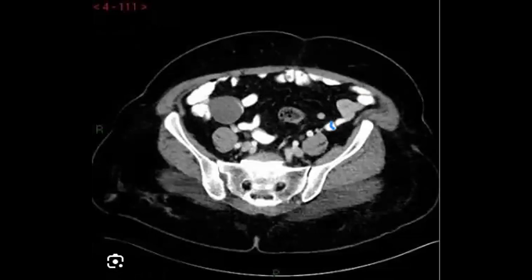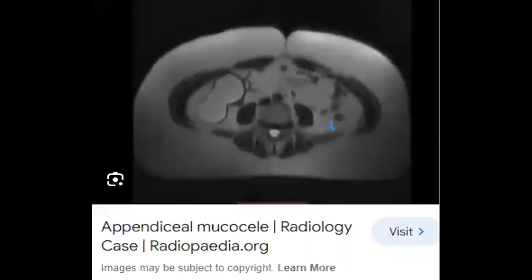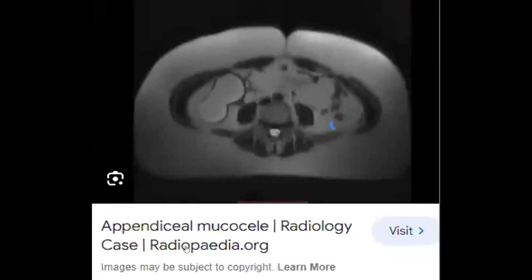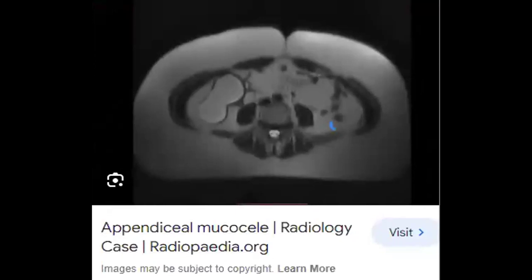Then if they tell you in the situation of the question or the keyword that this patient has a cystic-like structure in the right iliac fossa, and in the ultrasound has a layering appearance, in that case we could suggest something very common in the right side called appendiceal mucocele.